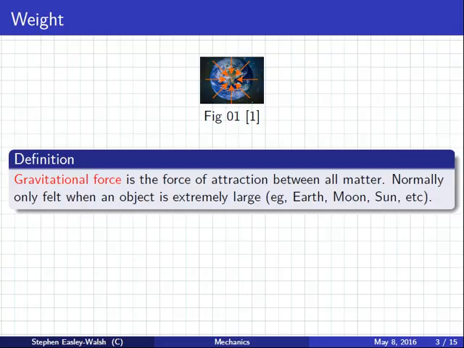Magnets. Yeah, but that's a different type of attraction, yeah. But it's still a force. True. But not the one I'm interested in today.